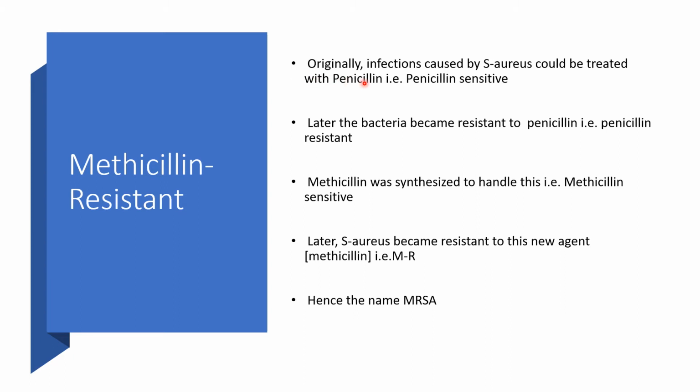A recap here. Originally, infections caused by Staph aureus could be treated with penicillin, meaning penicillin sensitive. Even as we speak, there is still the likelihood of finding some Staph aureus that will be sensitive to methicillin. We call it methicillin-sensitive Staphylococcus aureus. It depends on what your culture and sensitivity will bring up. Later, the bacteria became resistant to penicillin. Then methicillin was synthesized to handle the trouble of penicillin resistance. Then later, Staph aureus became resistant to the same new agent called methicillin. Hence, we have methicillin-resistant Staphylococcus aureus.